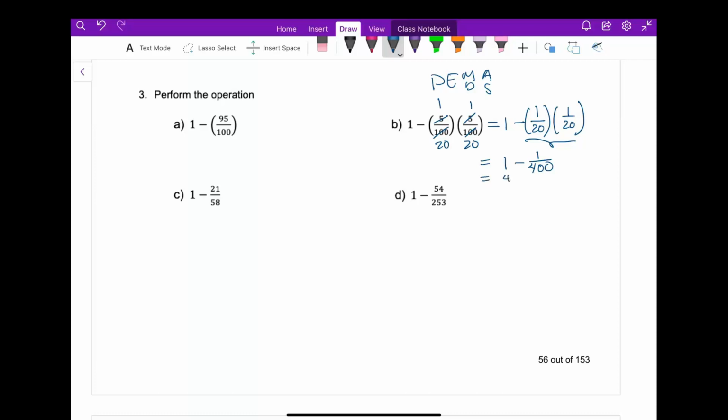And I can remind you that we can turn a whole number into a fraction by putting it over 1. Then we would multiply by the denominator, the common denominator, which is 400 in this case. And we have 1 over 400. If that was a little fast, go back and look at the other sections. We've done this before. 400 minus 1, 399 over 400. Go ahead and take care of A, C, and D.